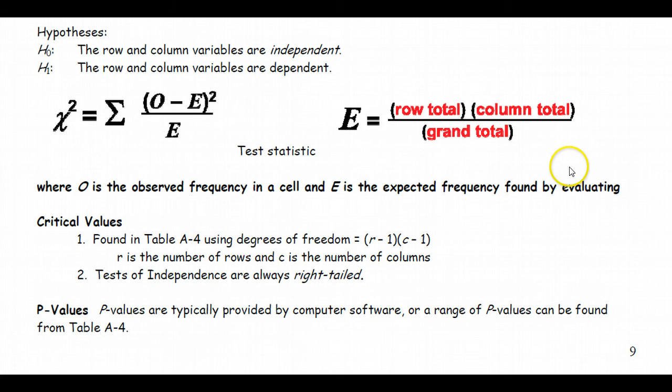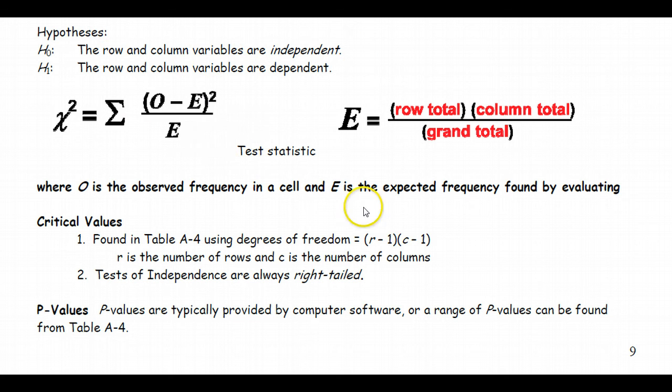So our hypotheses are going to be the row and column for our null are independent, and our alternative is going to be that they are dependent. Now, I don't want you to say that. I want you to relate it back to it. So you could say, you know, gender is independent of height, or gender is dependent on height, something like that. So this is more generalized, but I want you to actually say what it's about.